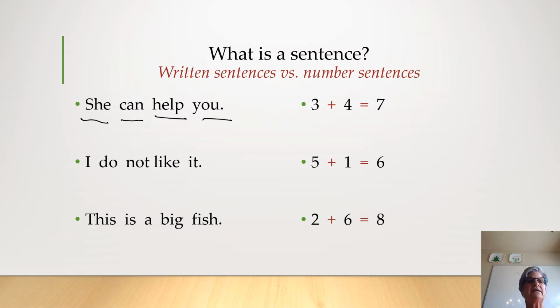Now let's go back and read. Remember to point to each word as you're reading. Ready? Put your finger on she. Let's begin. She can help you. Now that's a written sentence. Written sentences are things that tell you something or ask you something. This one tells you something because we see a period at the end, and it begins with a capital letter, which is the letter S.